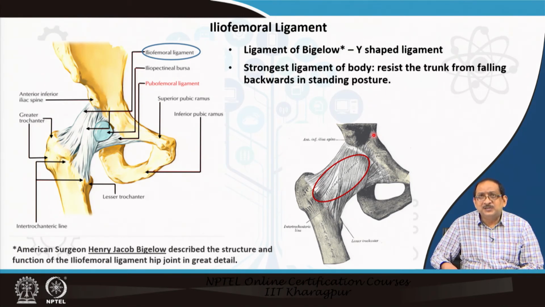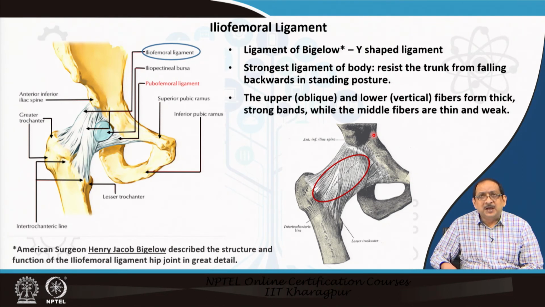It is the strongest ligament of the body and it resists the trunk from falling backwards in the standing posture. The upper and lower fibers form thick strong bands, while the middle fibers are relatively thin and weak.